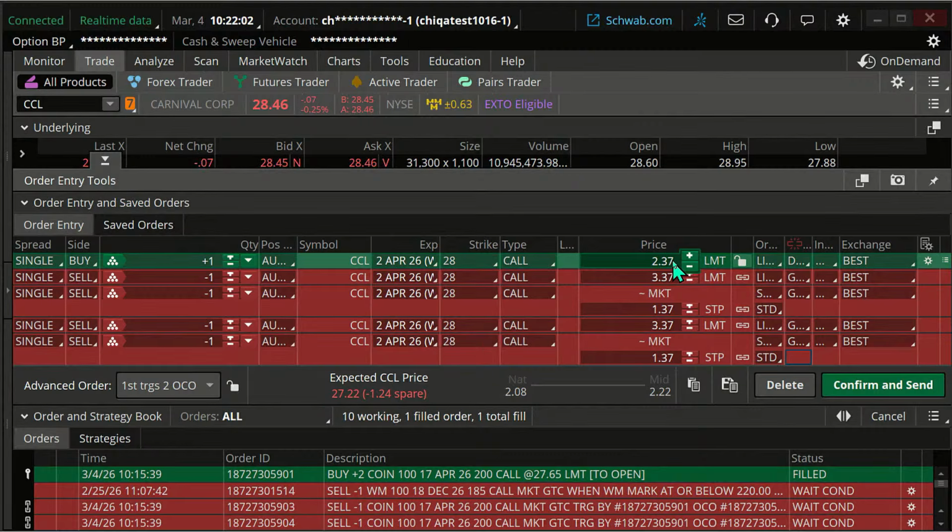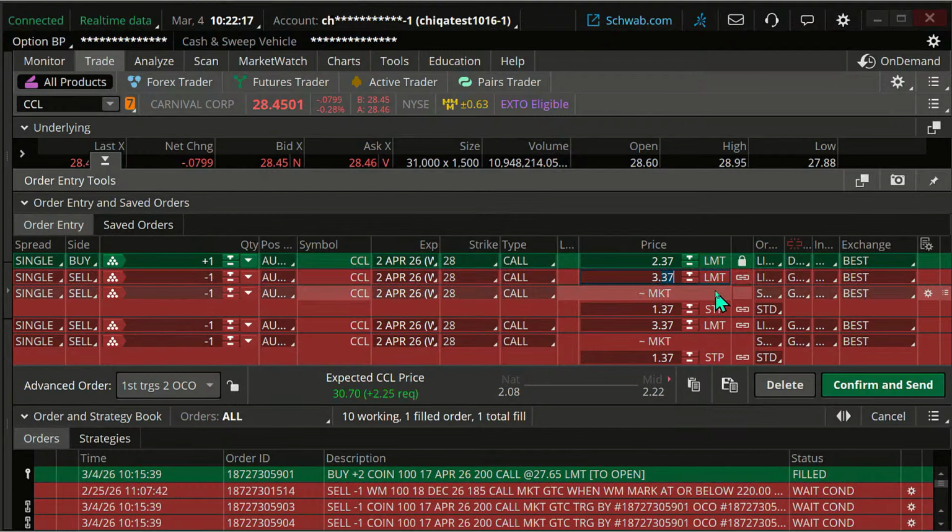Our entry price, 2.37, and I'm going to multiply that by 1.5. Okay. And I got 3.55. I'm going to make this my target, 3.55. That's a 50% gain on that. Does that make sense there?